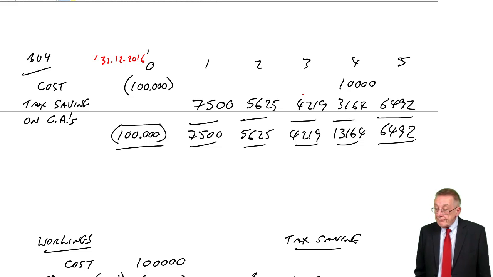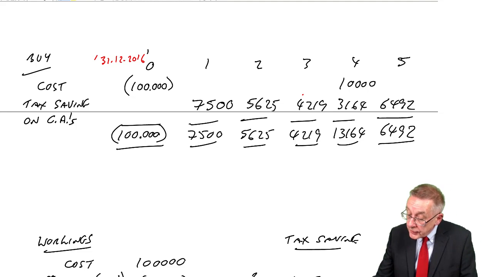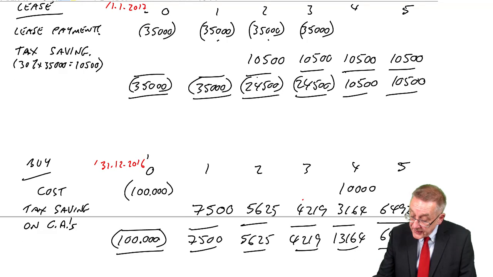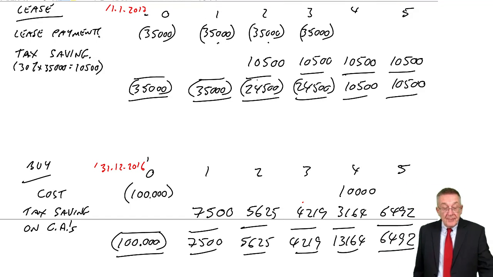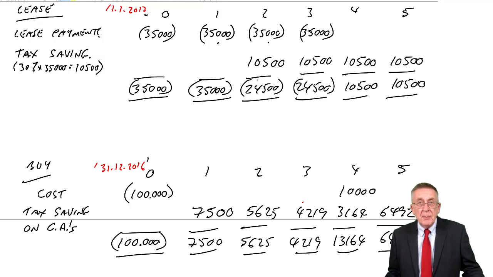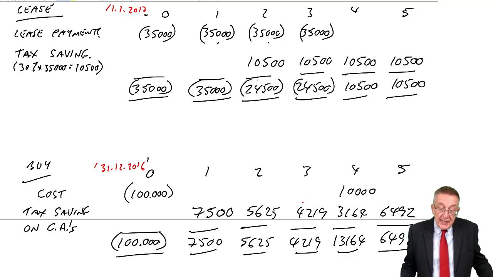There we are. All right, so we've got the net cash flows under each possibility, leasing and buying. The final thing is how are we going to decide which is best? We want the one that's the cheapest. But how are we going to decide? Well, we'll decide by discounting.